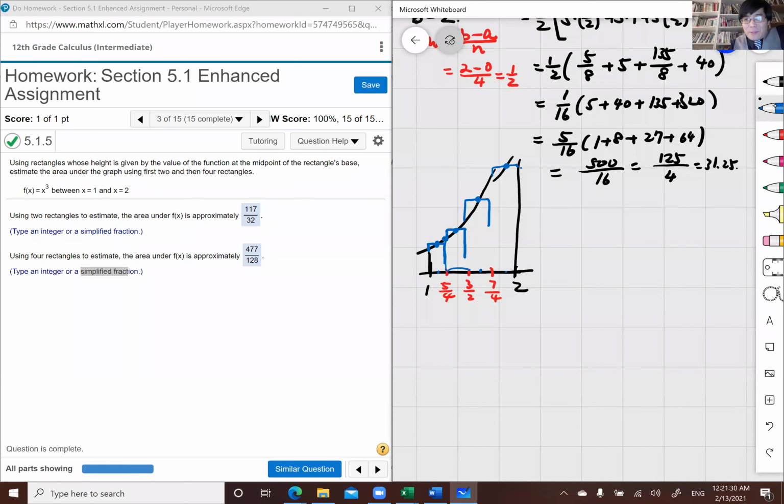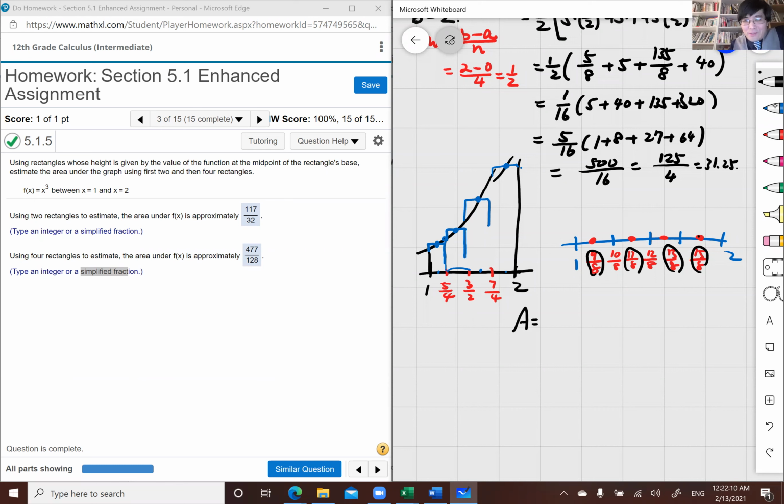So what is a midpoint? Well, here's 1, here's 2. Taking the midpoint means you want to take eighths. So this is 1 and 1/8. Here is 1, 9/8, 10/8, 11/8, 12/8, 13/8, 14/8, 15/8. Okay, wow, it's very ugly. So you're going to find the height at this point, this point, this point, and this point.